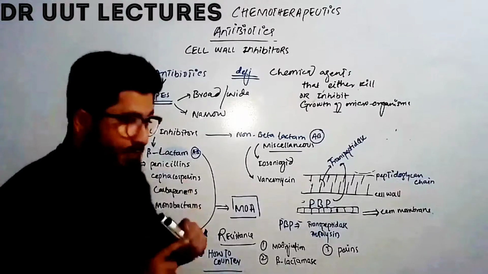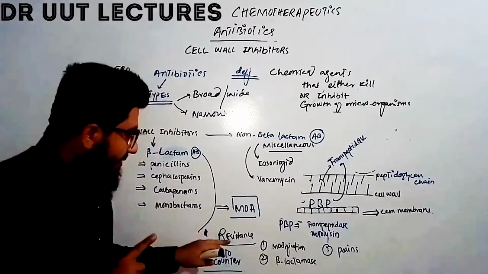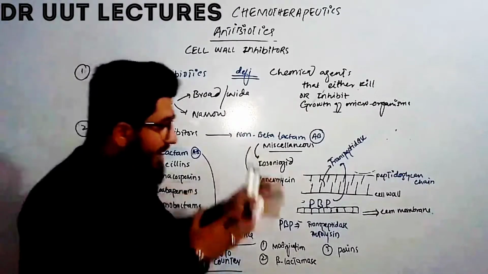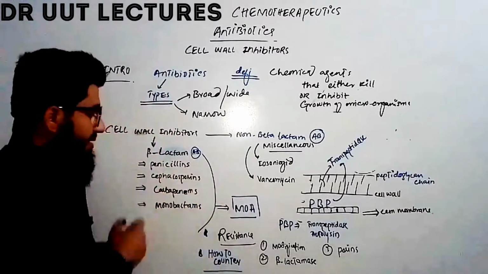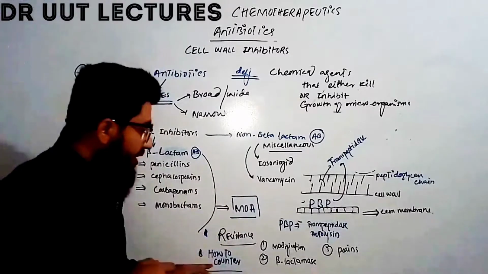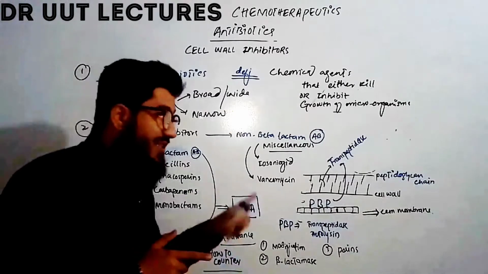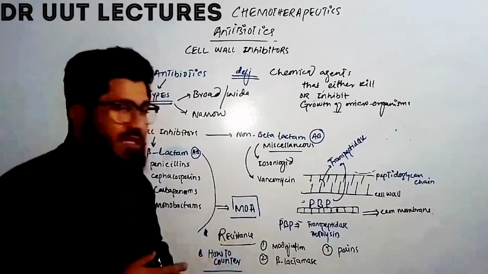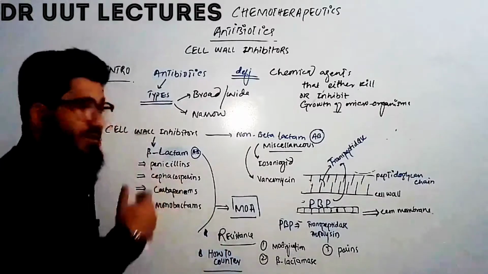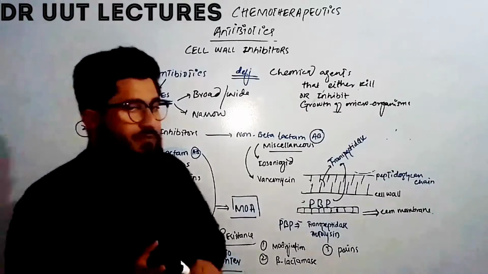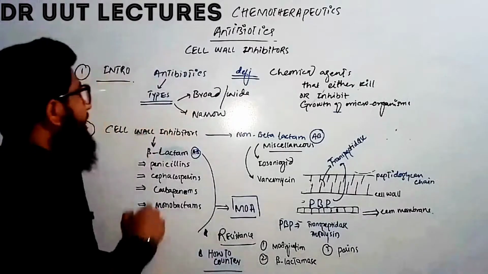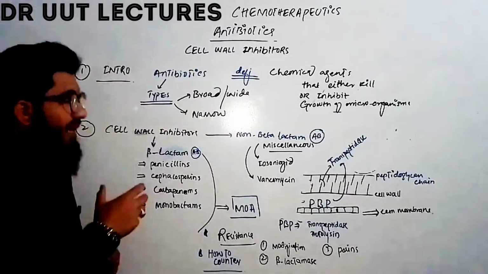And next, we'll be talking about the resistance, that how these bacteria show resistance against these antibiotics. And in the next point, we'll be talking about how to counter this resistance. Means how to make our beta-lactam antibiotics effective. So we'll be talking about that in the last step. Now let's proceed from the very first point, that is the introduction of the antibiotics.